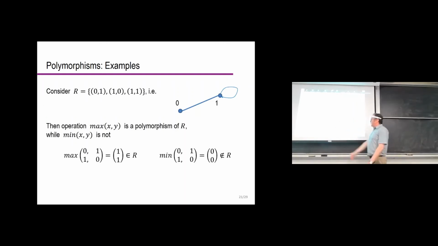Why is that? For max, what I need to do is take all possible pairs of those tuples here, say (0,1) and (1,0), and apply max component-wise. Of course, max of 0, 1 is going to be 1, and max of 1, 0 is going to be 1, and that's here. Everything's fine. For min, it doesn't work. If I take the same tuples (0,1) and (1,0), the min is 0, and the min is 0, and that's not there. So this is not a polymorphism, and this is a polymorphism. Fantastic.